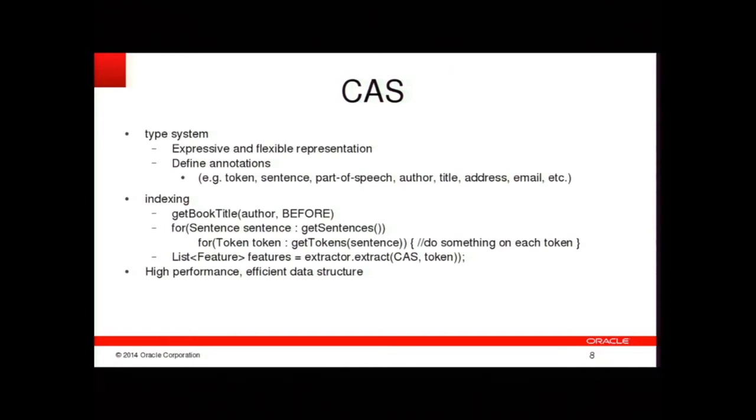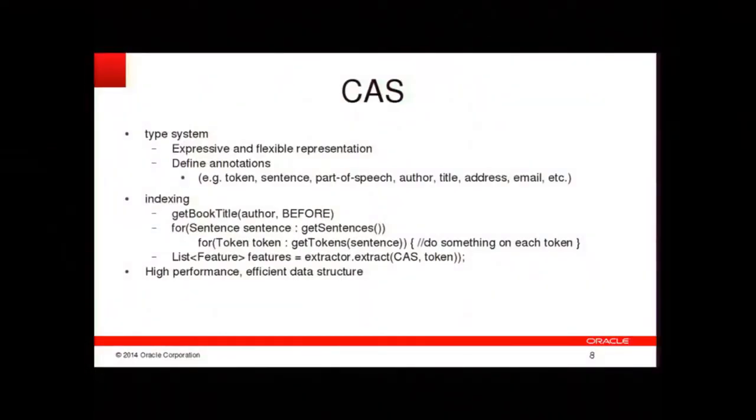One of the backbone ideas of the CAS is a type system, which is a user-defined representation that's quite expressive and flexible. Basically you use it to define the annotations you're going to perform on the document. The kinds of types that you would create in a type system are a token, sentence, part of speech tags. If you were, for example, parsing abstracts from scientific literature, you'd have a set of types corresponding to authors and titles and addresses. Each kind of domain or genre is going to have different types that you're going to care about.